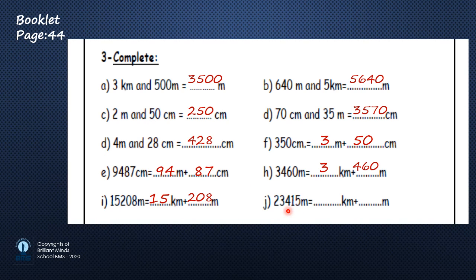Number G, 23,415 meters equals how many kilometers and how many meters? 23,000, so the house of 1,000 with kilometer, so 23 in the kilometer, and the old house 415 with meter.